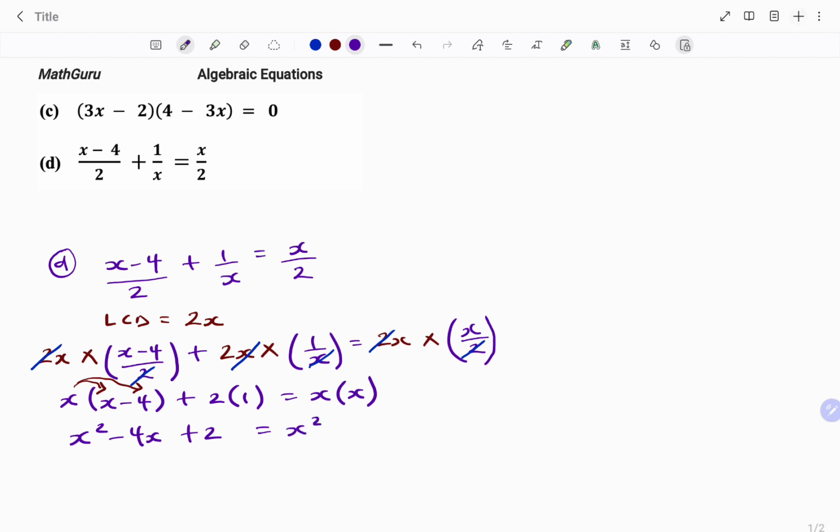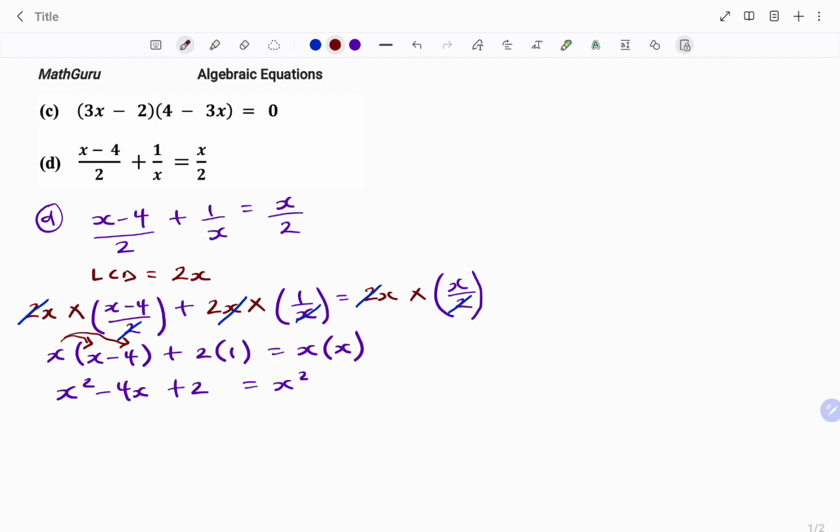The next step, I'm going to keep my constant term on one side and move all the terms with x to the right hand side. So I'm going to move my negative 4x to the right hand side. Likewise, I'm going to move my x squared to the right hand side. I'll be left with 2. So therefore, on my left hand side, I'm left with 2. But moving the other terms, I have x squared. The x squared I'm moving becomes negative, and the minus 4x becomes positive 4x. x squared minus x squared, that cancels out. I have 2 equals 4x.